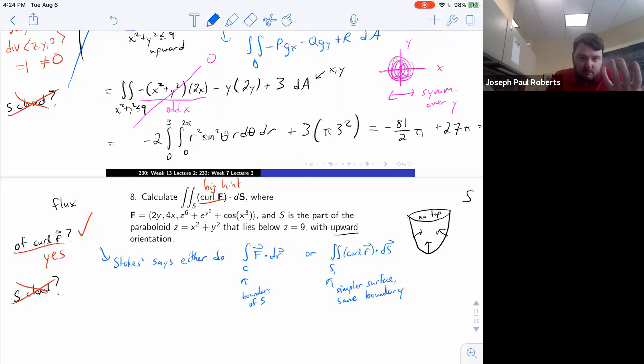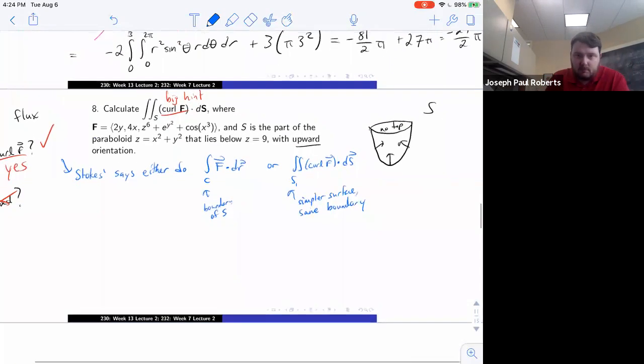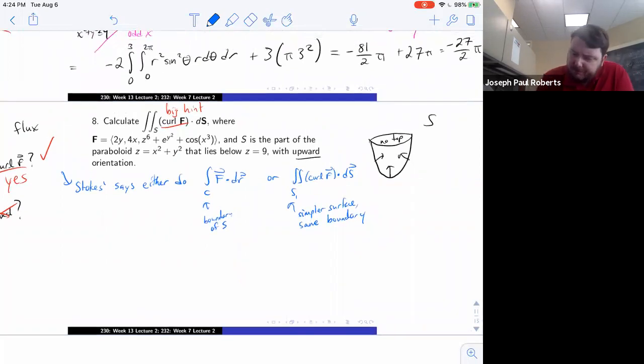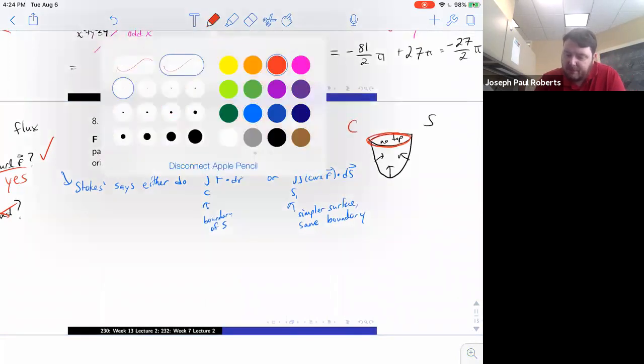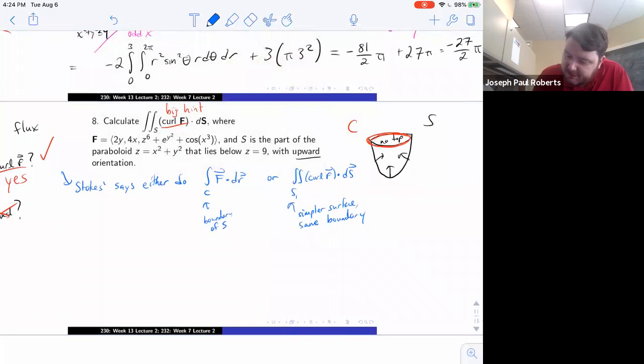So you can think about what's going on here. If that's S, the points on the edge of S are that circle. And then what's a simpler surface that's stuck on this circle? That would be S1, the disk, the part of z equals 9 for x squared plus y squared less than or equal to 9, with upward orientation.